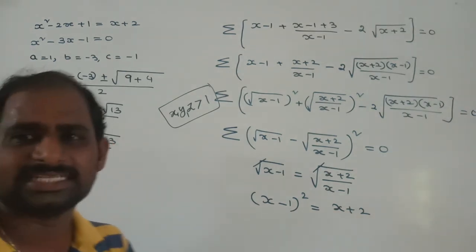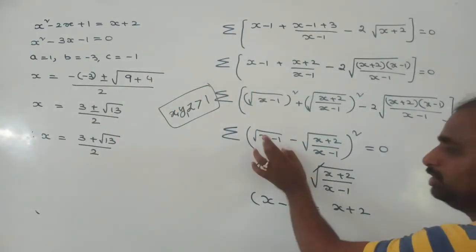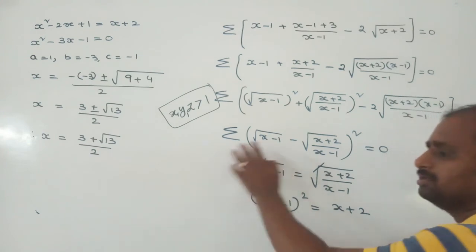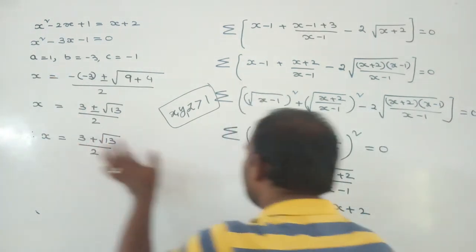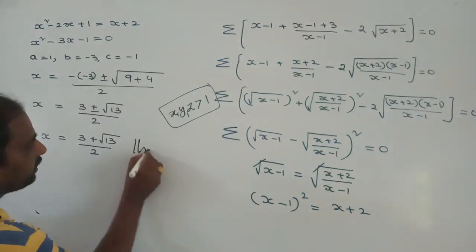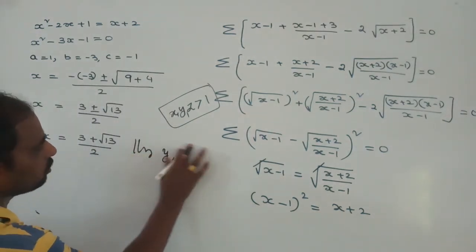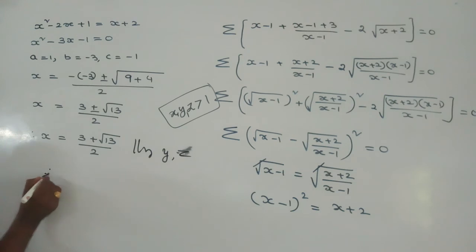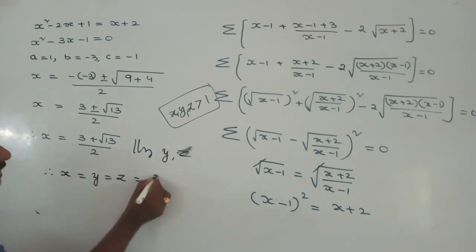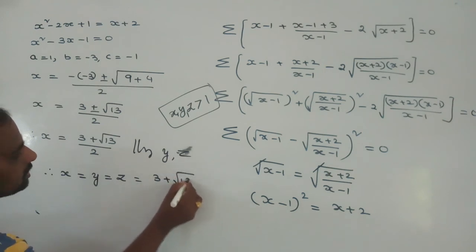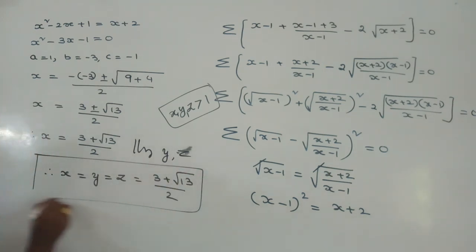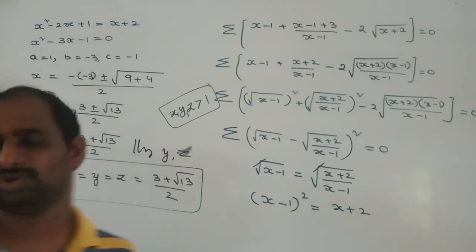What about y and z? Already I told you here. Instead of x, if you substitute y, if you substitute z, the same you will get: y is equal to this value only, and as well as z is equal to the same value. So similarly we can take y and z. So what we can say finally? We will get x is equal to y is equal to z is equal to 3 plus root 13 by 2. This is the solution for the given question.